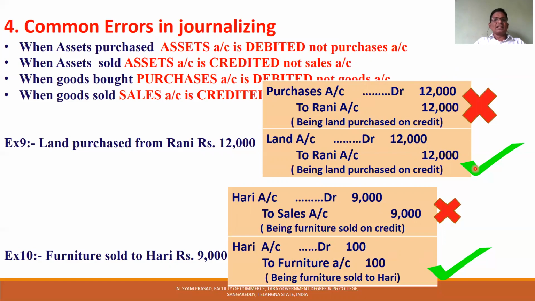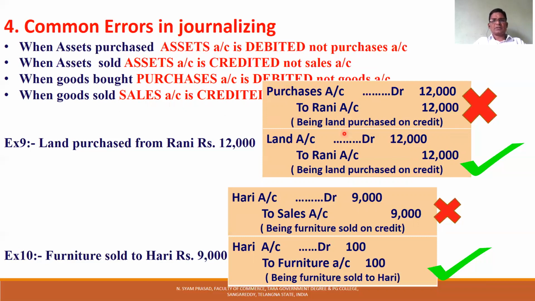So what are the common errors? Already I introduced: when assets are purchased, the asset account is debited, not the purchase account. This is very, very important. When assets are sold, the asset account is credited, not the sales account. Usually when land is purchased, people use the purchase account. That is wrong. I showed you also: when goods are purchased, purchase account is debited. When goods are sold, sales account is credited. These are the common errors.